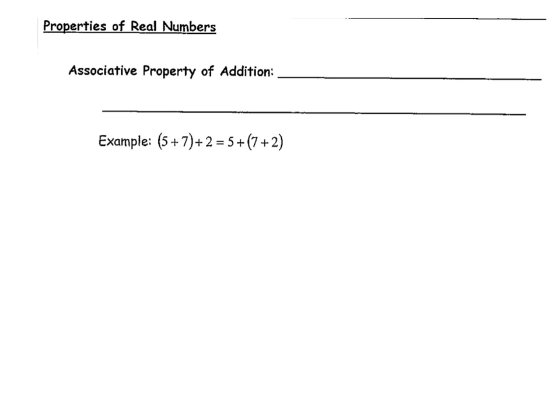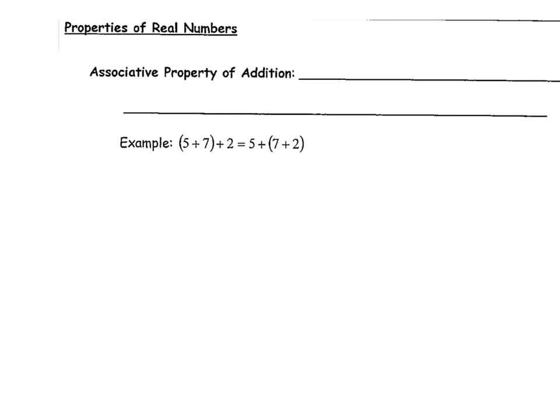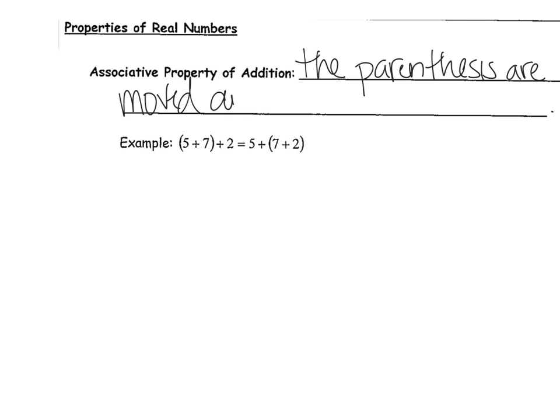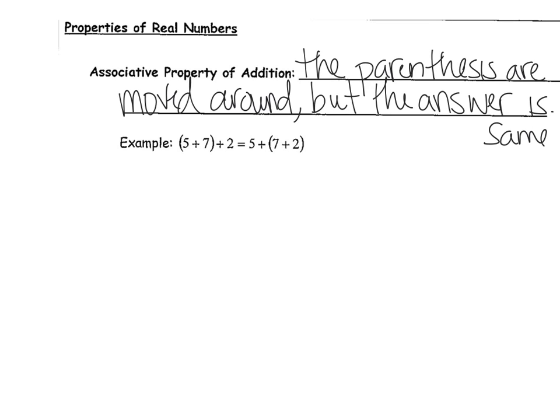So our properties are, first off, the associative property. The associative property says that the parentheses are moved around, but the answer is the same. Parentheses are moved around, but the answer is the same.